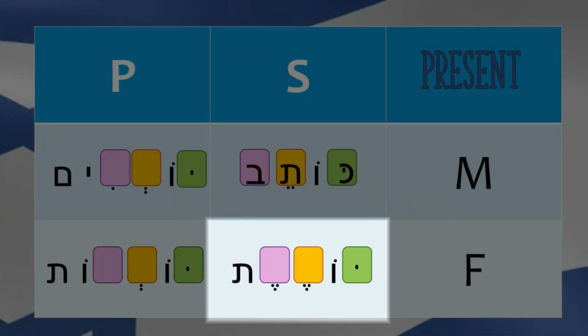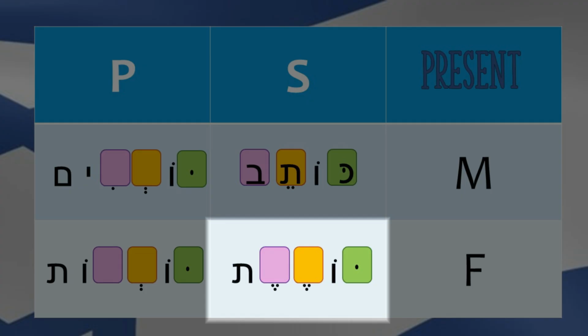Or I could talk about him and say he's writing or he writes, and I say hu kotev. Moving on. Feminine singular starts the same as the masculine singular. And then the second shoresh letter has a segol. And the third shoresh letter also has a segol. And then there's a taf at the end.